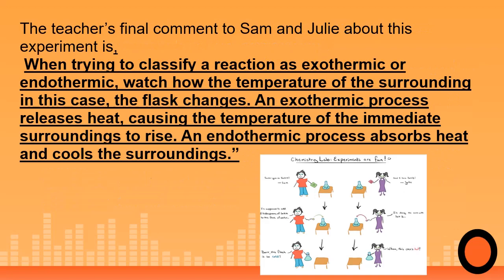With the observation of Sam and Julie, the teacher's final comment to Sam and Julie about this experiment is, when trying to classify a reaction as exothermic or endothermic, watch how the temperature of the surrounding, in this case the flask, changes. An exothermic process releases heat. If you feel that the flask is becoming hot, it means that it is an exothermic reaction causing the temperature of the immediate surrounding to rise. An endothermic process absorbs heat and cools the surroundings.